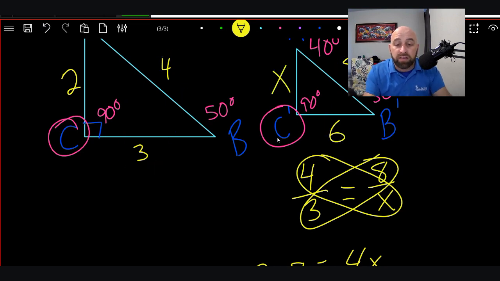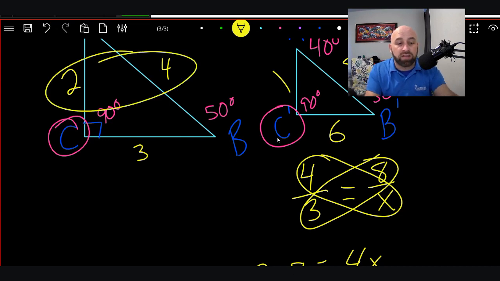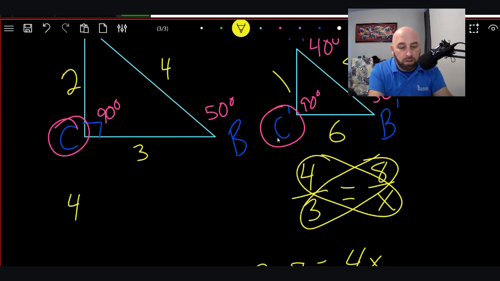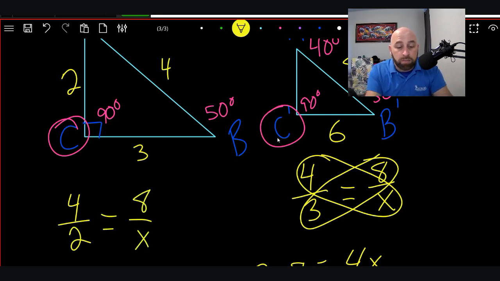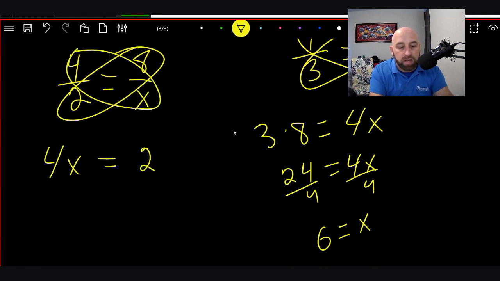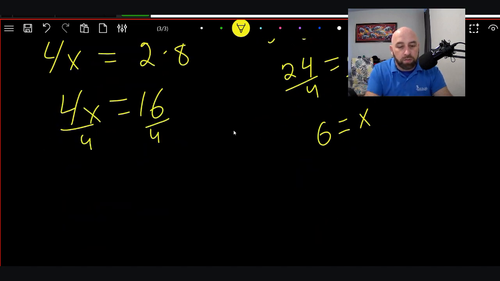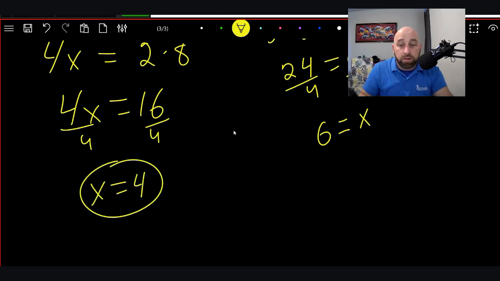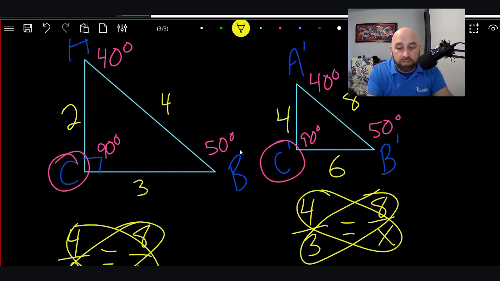So now let's find this missing side. We can do it again with these numbers here. So 4 over 2, and then 8 over, we don't know. Again, we do the same thing, set it up algebraically. This time I'll just do 4x on this side equals 2 times 8. 4x equals 16. Divide both sides by 4, and we get x equals 4. So that missing side over here would be 4.